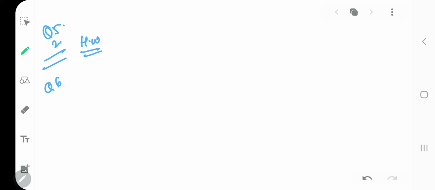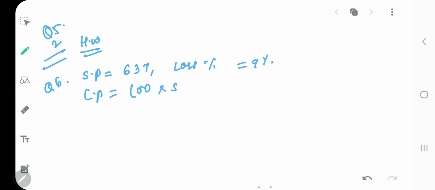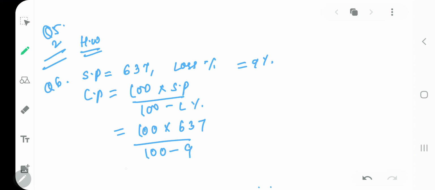Next is problem number 6. Problem number 6 says, if John sells his bicycle for rupees 637, he suffers a loss of 9%. Okay, 637 is your selling price, so we will write 637 is selling price and loss percent is 9%. For how much should it be sold if he desires a profit of 5%? But for that I need a cost price. And from where will I get the cost price? Cost price is 100 into SP upon 100 minus loss percent. When you put all the things into your formula like this, you will get cost price. And the cost price is 700.